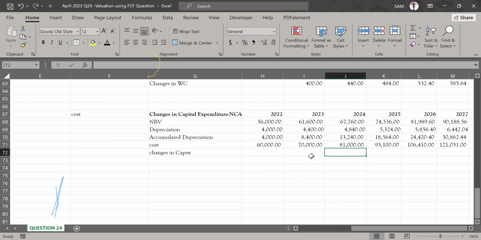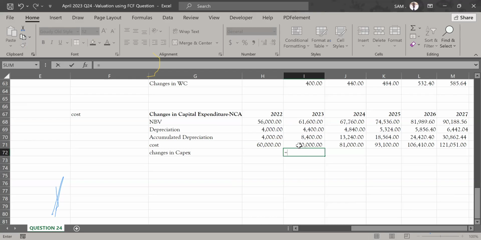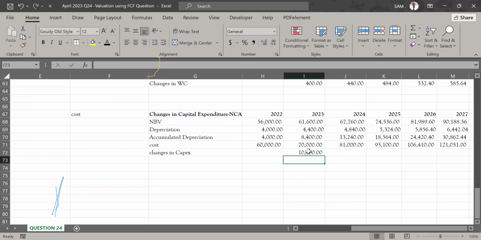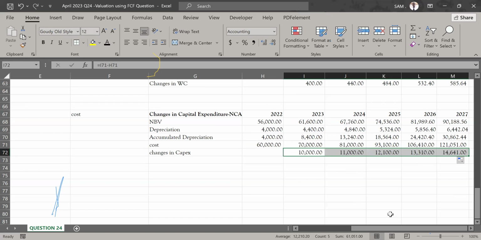So for the changes in capital expenditure, we don't have that change in 2022 because we do not have the previous year's cost to compare with this current year's cost for 2022. So we start by looking at the changes in the year 2023, the years that we built in the model financial statements. So I come here and compare the current and the previous, and I'm seeing that the change in capital expenditure for that year 2023 is 10,000. Then we do the same for all the other years, and that gives us the changes in capital expenditure.